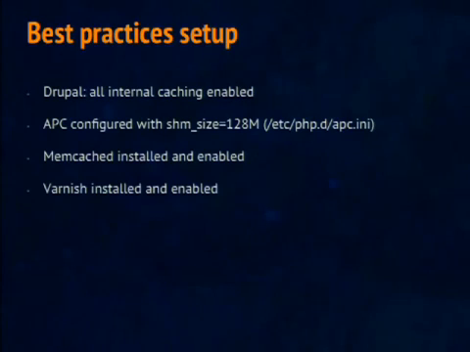So this is a best practices setup in a broad kind of sense. We have Drupal running all of its own internal caching. You have APC configured, you have Memcache configured, you have Varnish installed and enabled. Has everybody here done this level of caching before? That's pretty good. Okay, so I'm going to leave you guys to walk through that, but I'm going to do it at the same time so people can follow along.